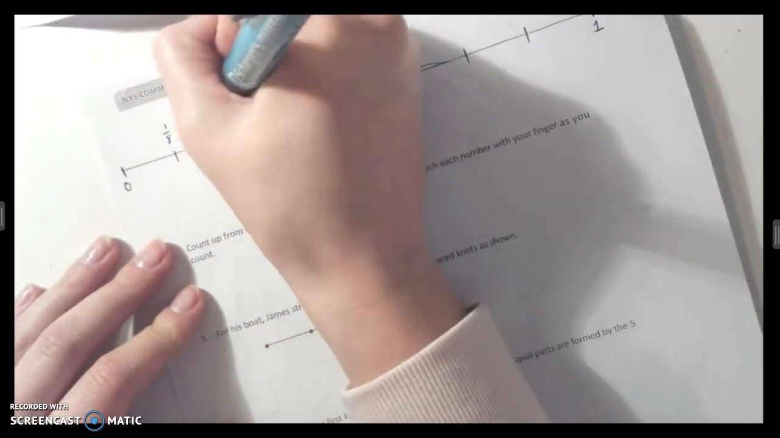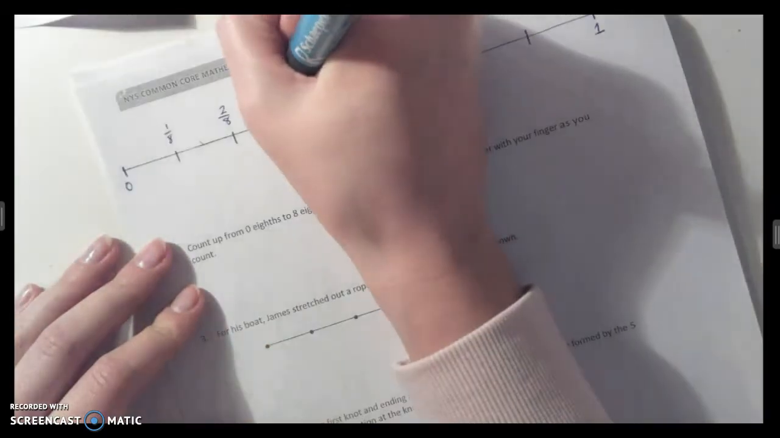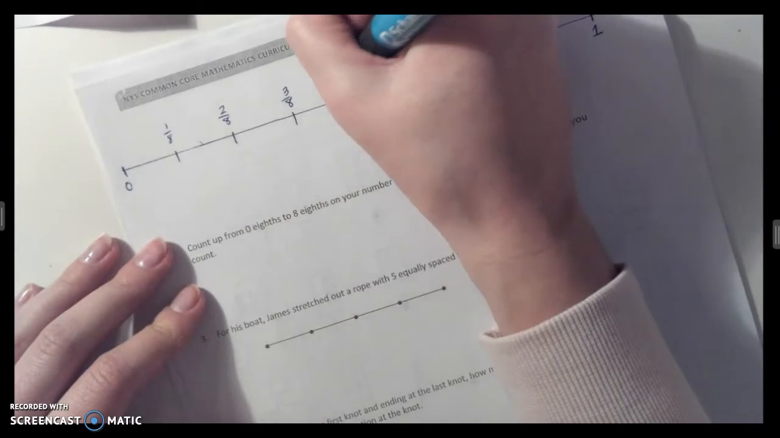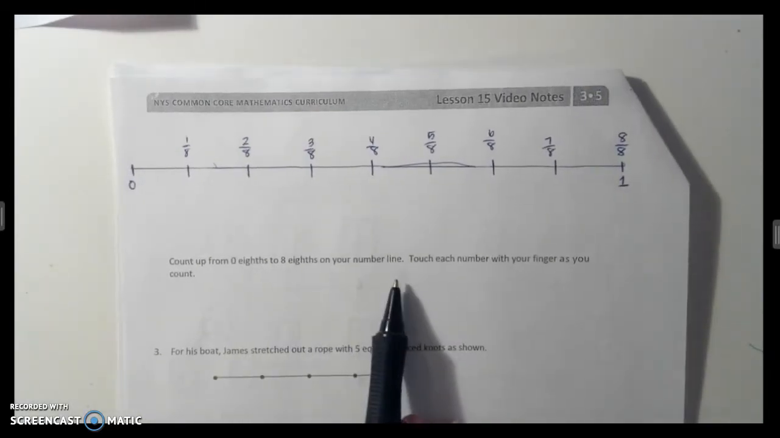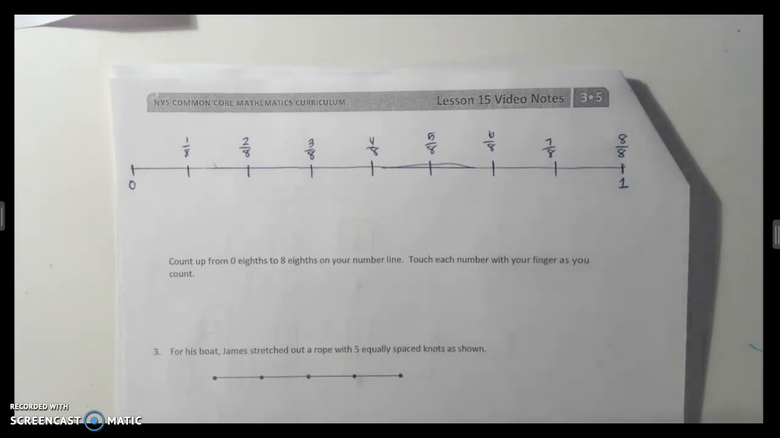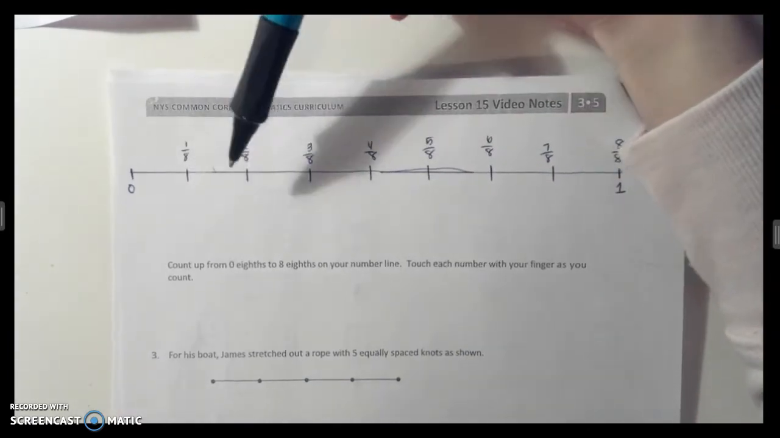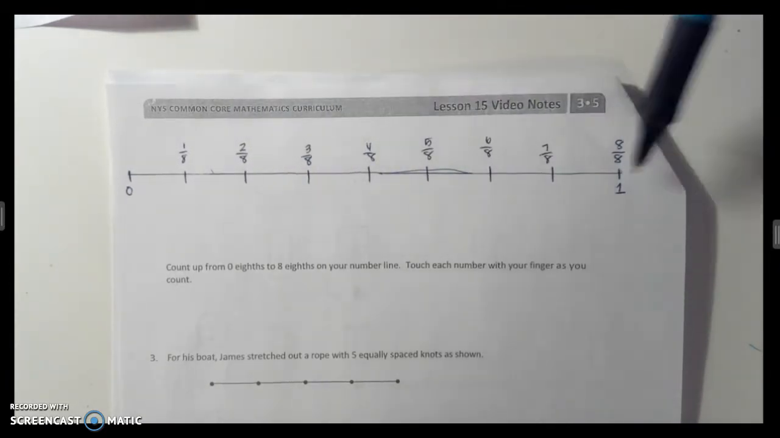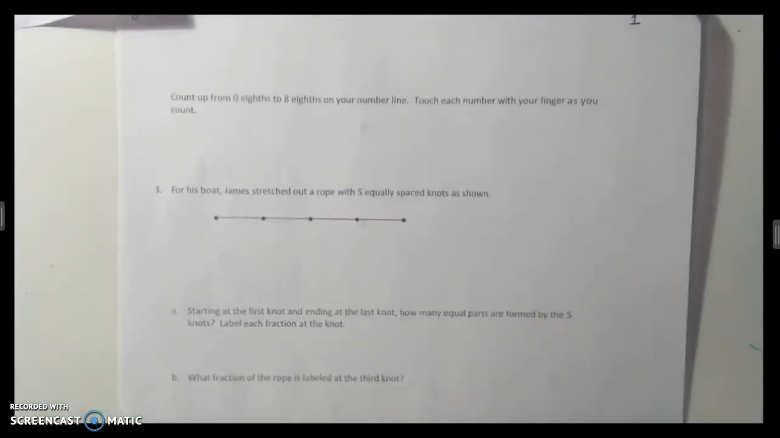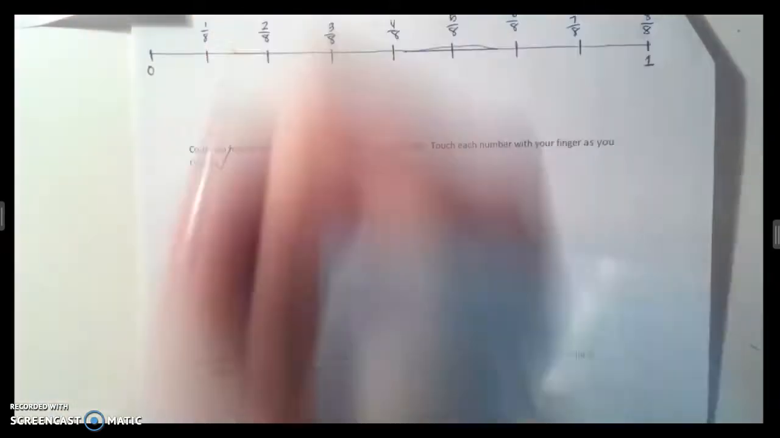And now I'm going to label my number line with 8s. So 1/8, 2/8, 3/8, 4/8, 5/8, 6/8, 7/8, and 8/8, which is also 1. All right. Now it says count up from 0/8 on your number line. Touch each number as you count. Okay, 1/8, 2/8, 3/8, 4/8, 5/8, 6/8, 7/8, 8/8. Now I'm going to put a check mark so we know that I did it.